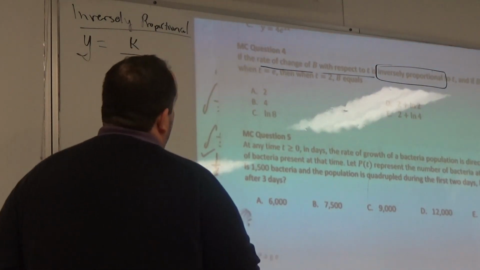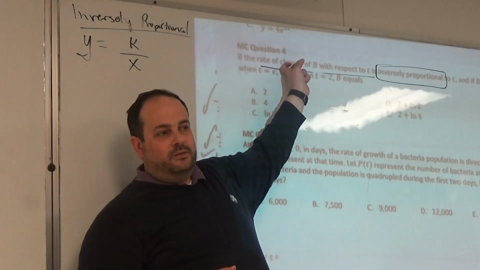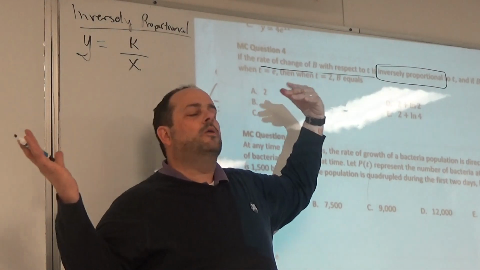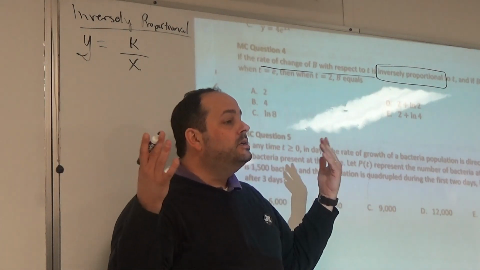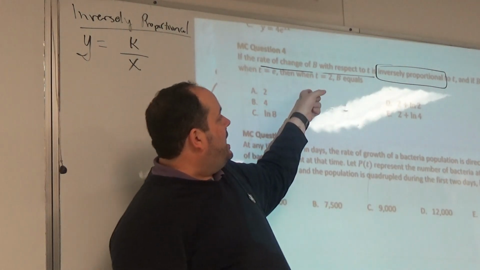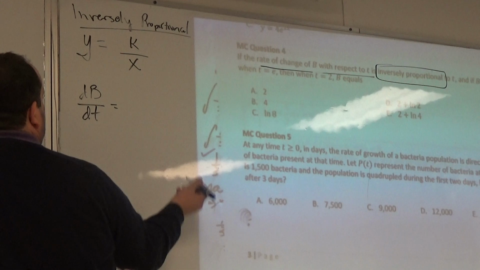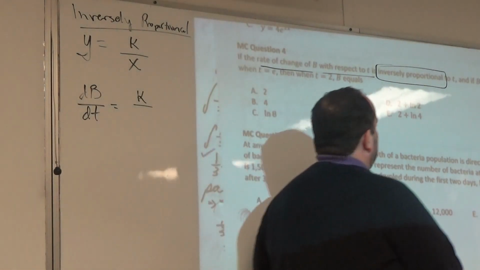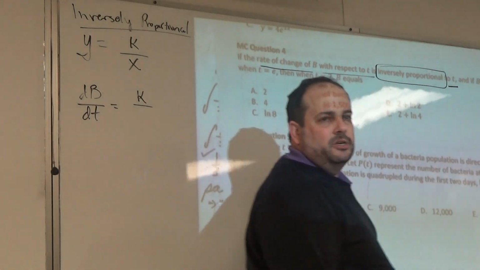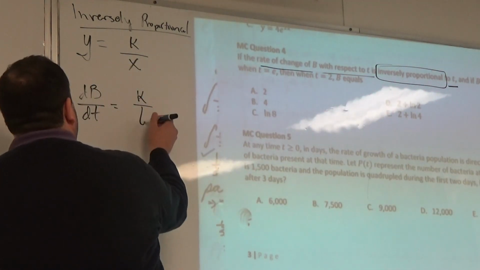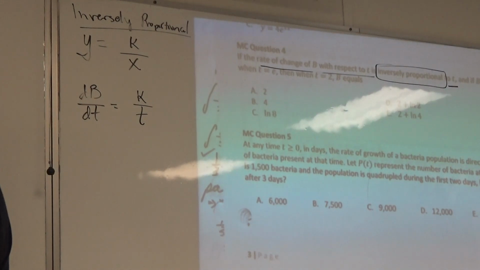B of t. Not b of t. We're missing the rate of change. The rate of change means only one thing in this class, and that is derivative. So I need the rate of change of b with respect to t, so that means db dt is inversely proportional to whatever comes after inversely proportional, t. So db dt is equal to k over t. Thanks, Jonathan.